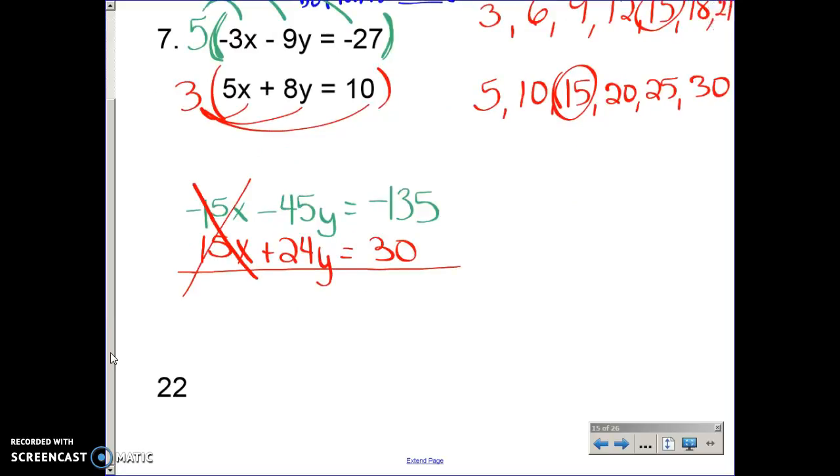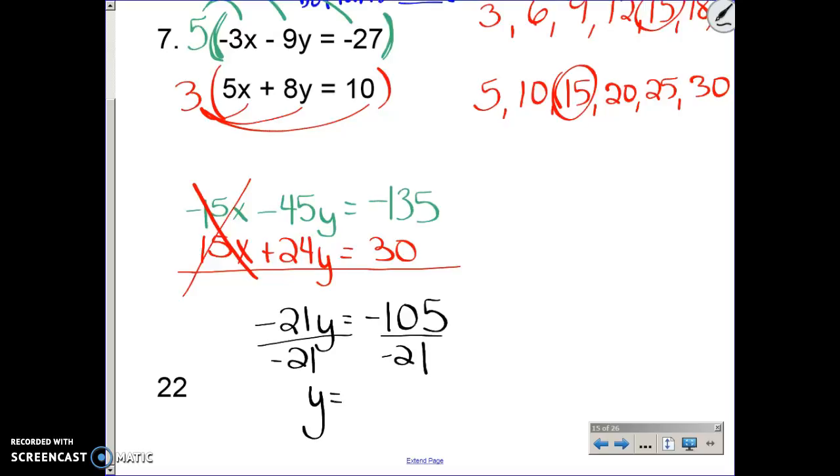Get rid of those. -45 plus 24 is -21y. And it equals -105. Divide by -21. So y is equal to +5, I believe. Check my key. Yes, it is. All right. Whew, that was a lot of work to get that first answer.